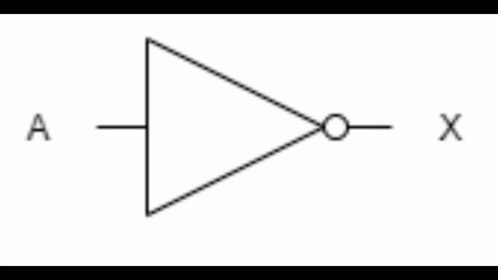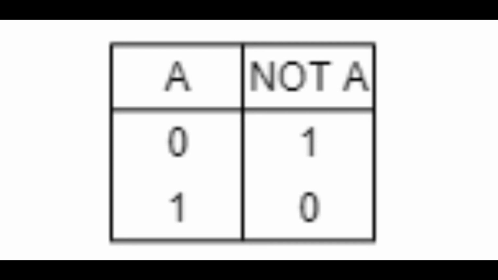NOT gate, the next type, is the NOT gate. This NOT gate functions as a state inverter. If the input is 1, then the output will be 0, and vice versa.